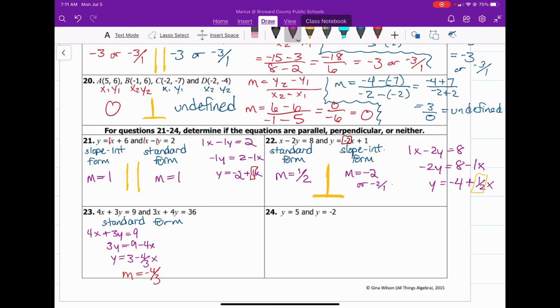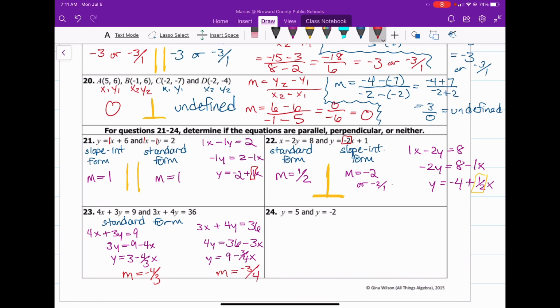The second one, we have 3x plus 4y equals 36. Then we subtract 3x from both sides, so that becomes 4y equals 36 minus 3x. Divide everything by 4. So 36 divided by 4 is 9, and negative 3 divided by 4 is negative 3/4 x, which makes the slope here, m, equal to negative 3/4.